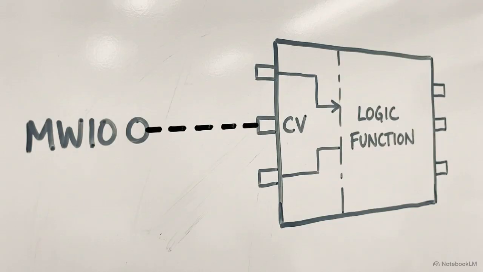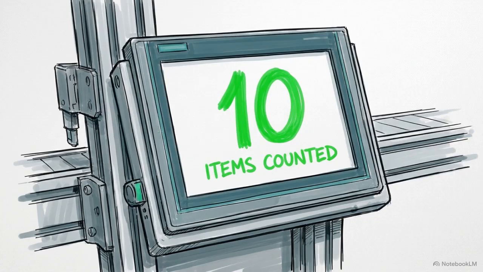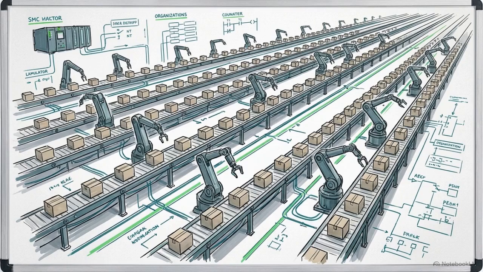For future system expansion, you can assign a memory word like MW10 to the current value output. That allows you to display the live count data on an external interface screen for the operator. Mastering this basic interplay between hardware inputs, counter data, and interlocking outputs forms the foundational architecture required for programming advanced automated manufacturing sequences.